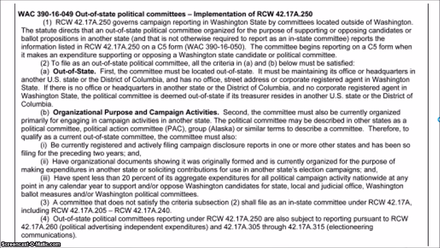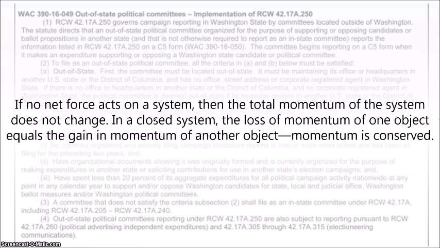So this is the law of the conservation of momentum. The law states that if no net force acts on a system, then the total momentum of the system does not change. In a closed system, the loss of momentum of one object equals the gain in momentum of another object. In other words, momentum is conserved. So let's dive into this for a minute because this is a lot of words. Let's figure out what this means.